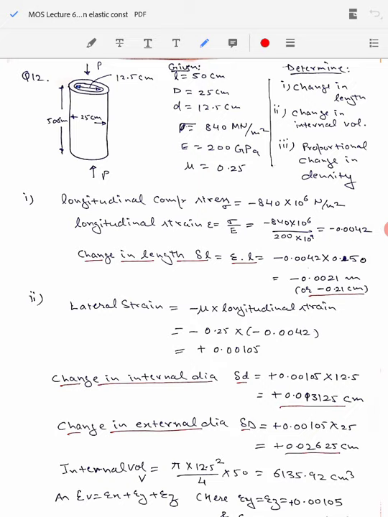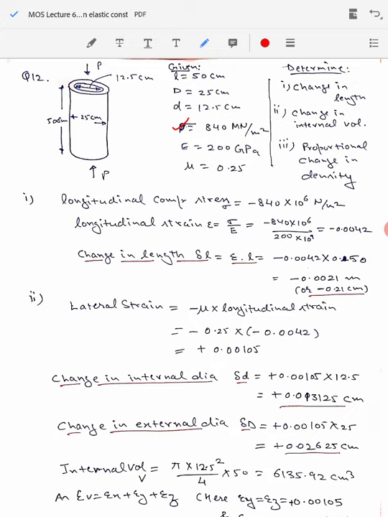You are also given the material parameter for this cylinder. The modulus of elasticity is given to you, that is 200 gigapascal. The Poisson's ratio is 0.25. You have been given that this cylinder is subjected to compressive stresses. There is a load that is being applied from both sides such that the compressive stresses are induced in the cylinder, and whose magnitude you know, and that is given as sigma equal to 840 meganewton per meter square.